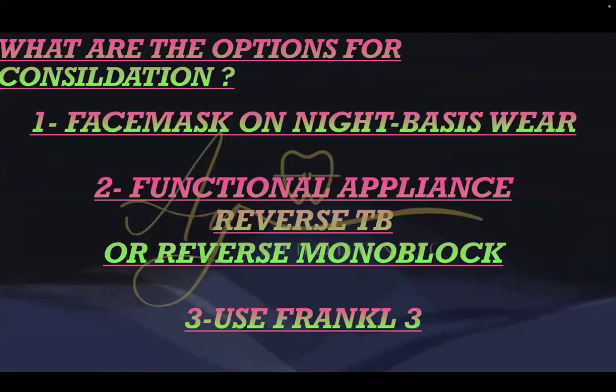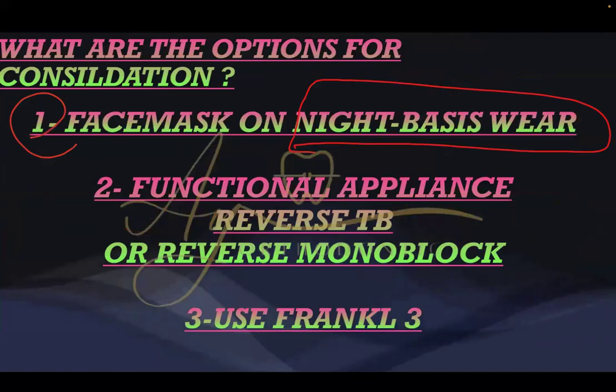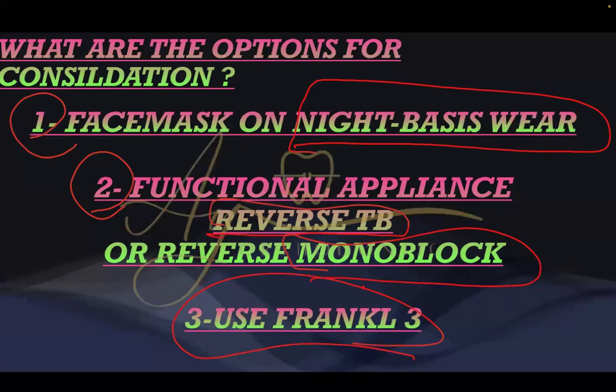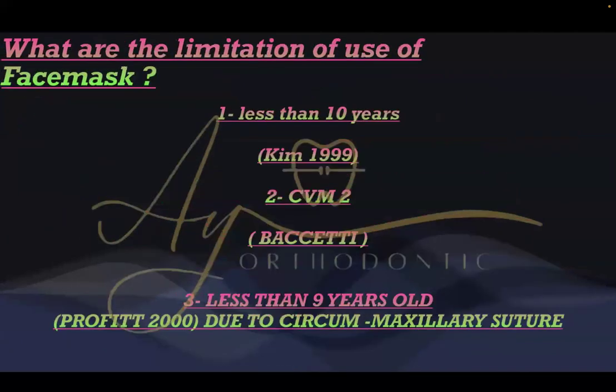After the treatment, I'm going to have the patient wear the face mask on a night-wear basis, only until the growth is ceasing. Or I can use one of the functional appliances: reverse twin block, monoblock, or Frankel 3. What do you prefer? I think during sleeping, he might go for the face mask or the Frankel 3. Twin block is not that good. It's a hassle also. What are the limitations of using the face mask?